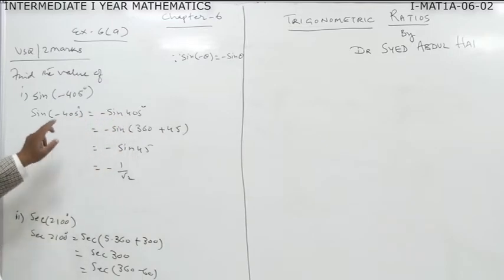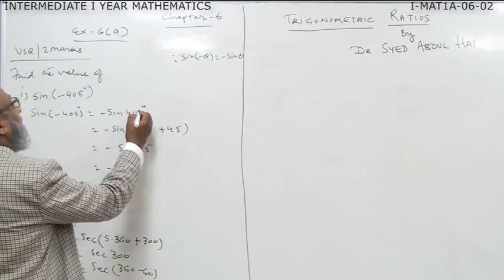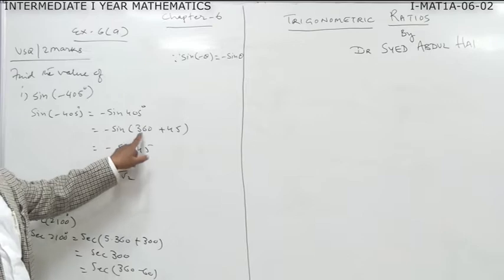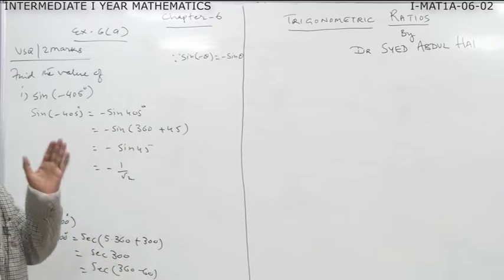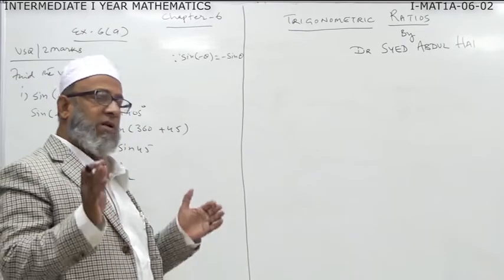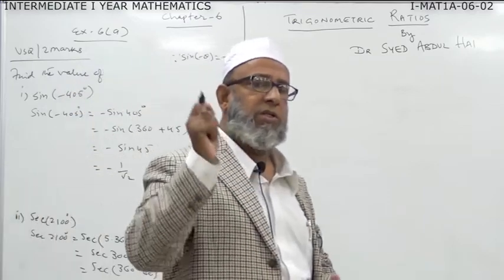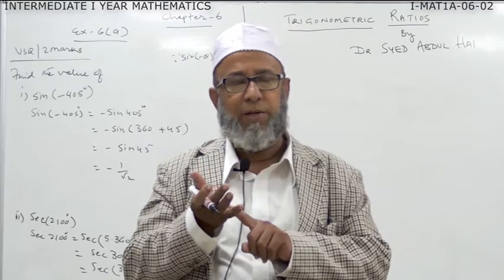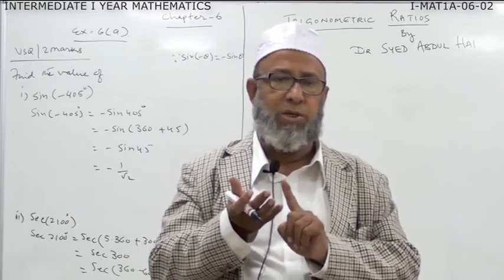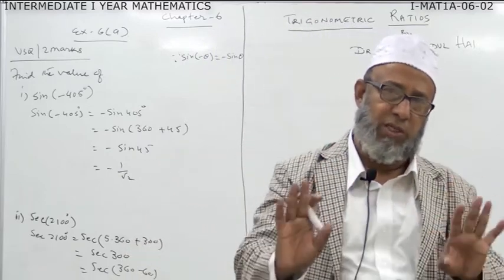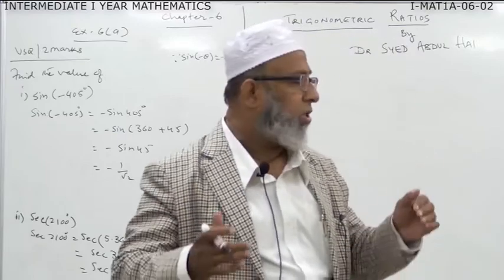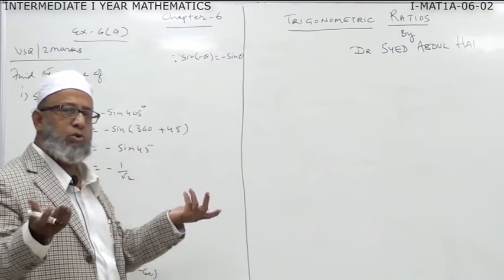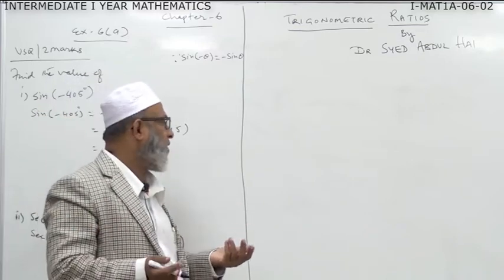Here, theta is nothing but your 405 degrees, which can be written as minus sin 405, which is 360 plus 45. You have to always convert whatever value is given in terms of the standard values. What are the standard values? 90, 90 plus, 180 minus, 180 plus, 270 minus, 270 plus, 360 minus, 360 plus only. Don't convert into any other values, otherwise you don't have any sufficient formula to use.